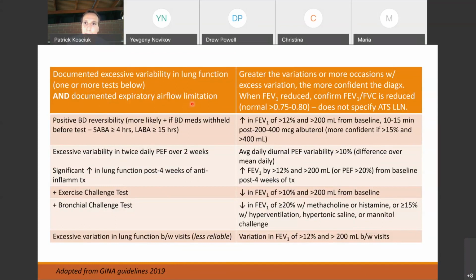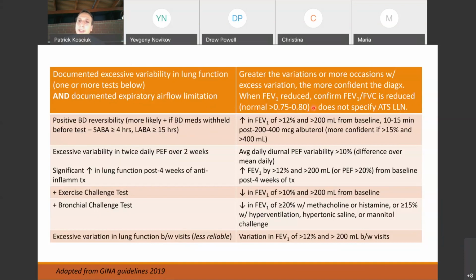a documented airflow limitation. I would like to highlight that this airflow limitation does not mean a fixed defect of 0.7, like we've been classically taught with GOLD guidelines for an obstructive defect. And similarly, based on GINA guidelines, they don't use the ATS lower limit of normal, which we've started to use to define a lot of our obstructive defects. It's largely a step-down pattern with the NHLBI. A normal is considered higher than that, certainly in younger individuals, higher than 0.75 or 0.80.